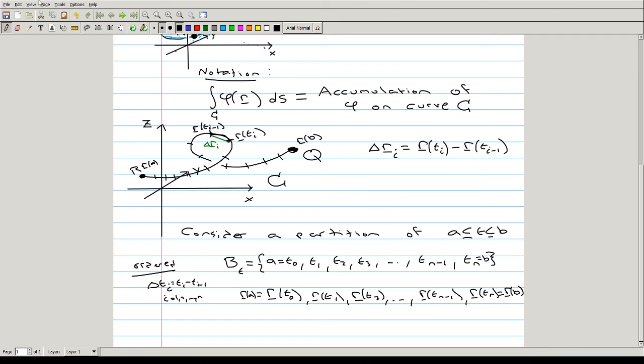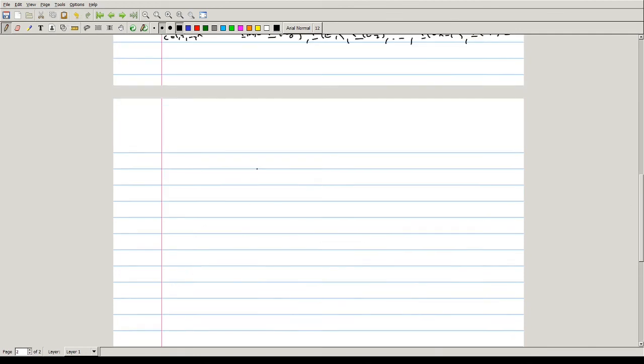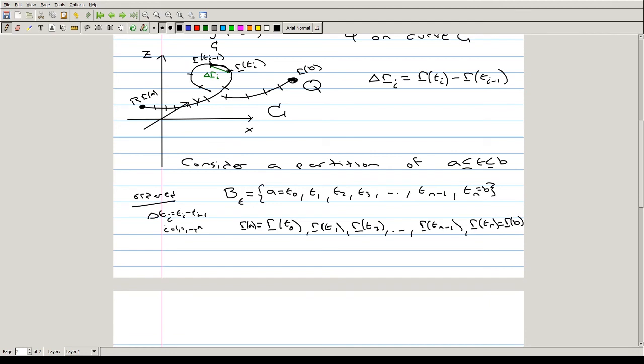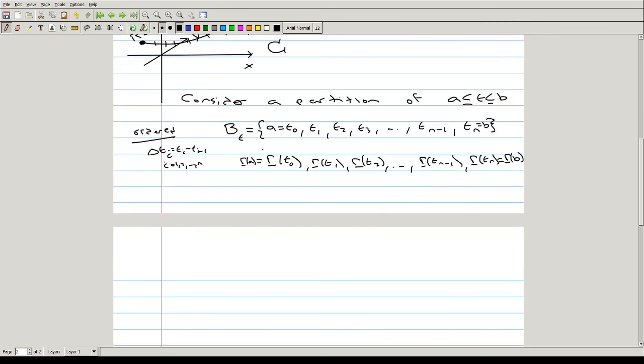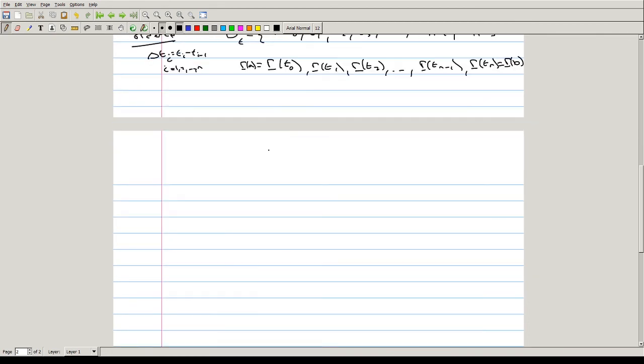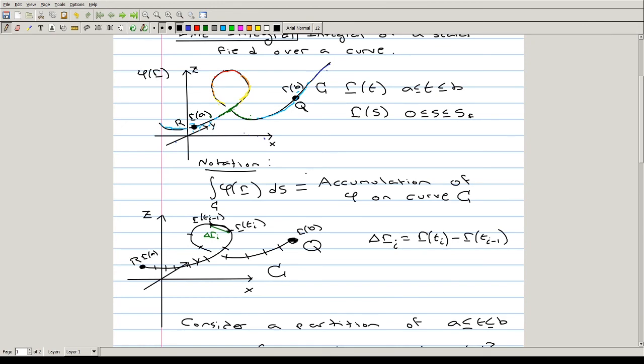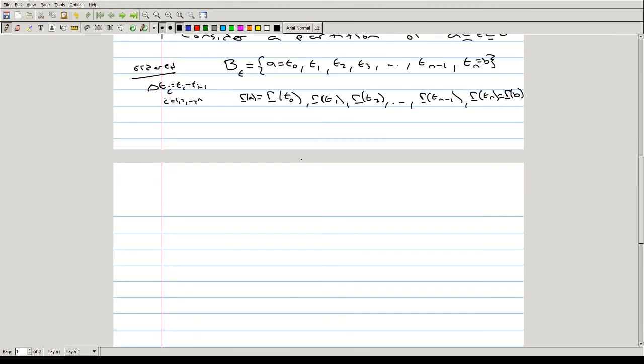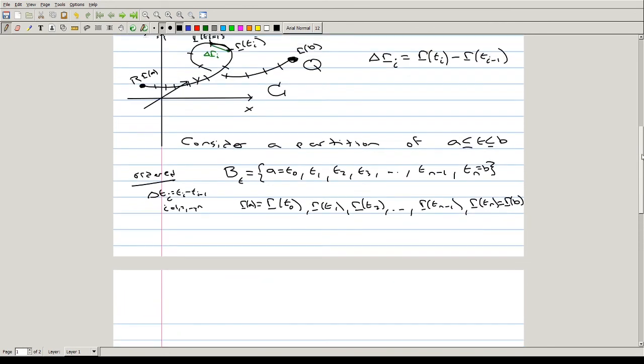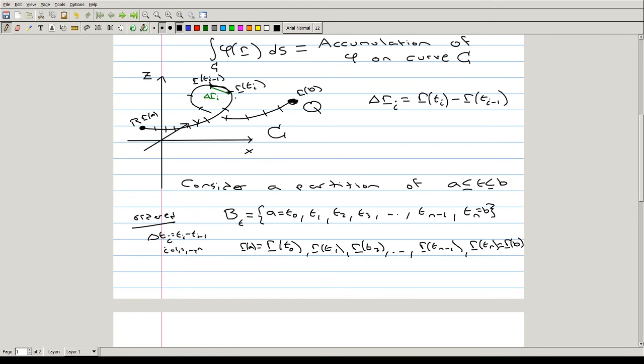What we're going to do is define what's called a Riemann sum. You'll remember that from your Calculus 2 class. But this Riemann sum now is going to be an approximation of the accumulation of a scalar function along this curve right here. So you'll remember that the best way for doing this is going to be in terms of this approximation right here.